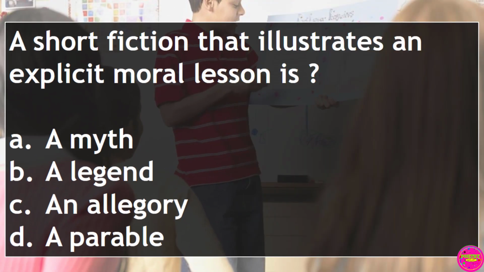A short fiction that illustrates an explicit moral lesson is A, a myth, B, a legend, C, an allegory, D, a parable. The correct answer to this question is D, a parable.